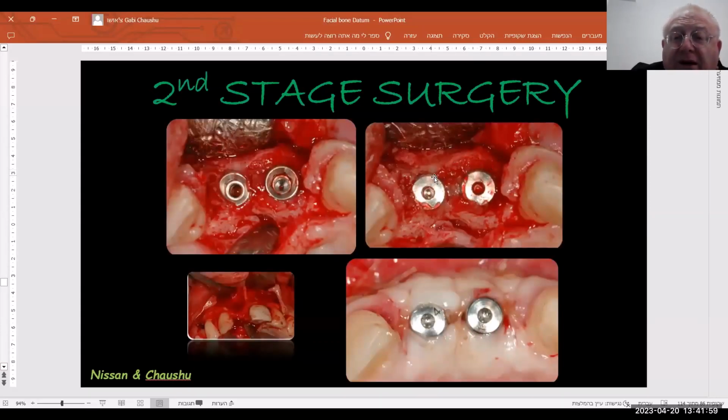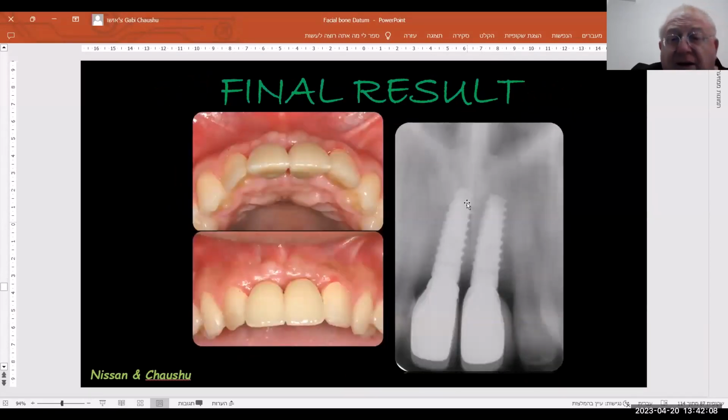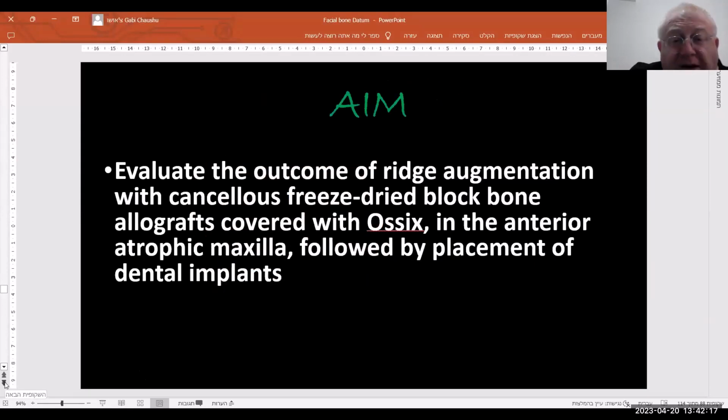Look at the amount of buccal bone that we have on those 2 implants. This is how we started. This is the buccal bone that we have. And of course, we remove the screw. And this is the final restoration. And look at the buccal bone profile.